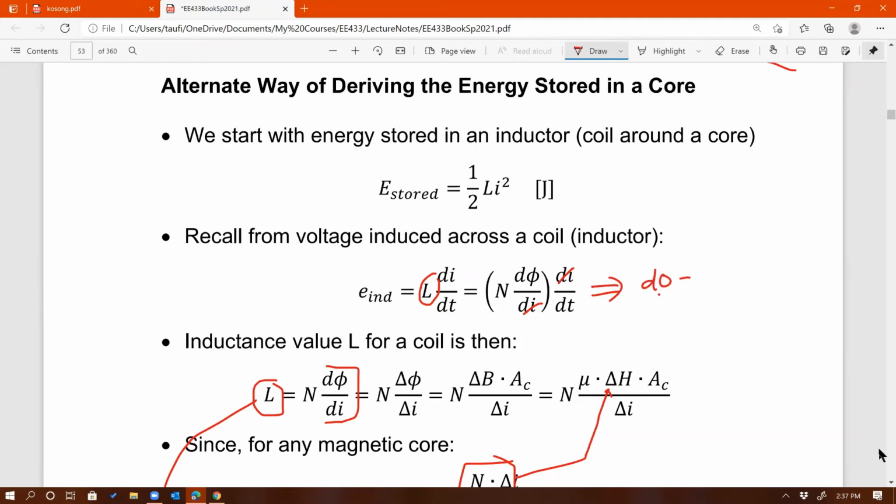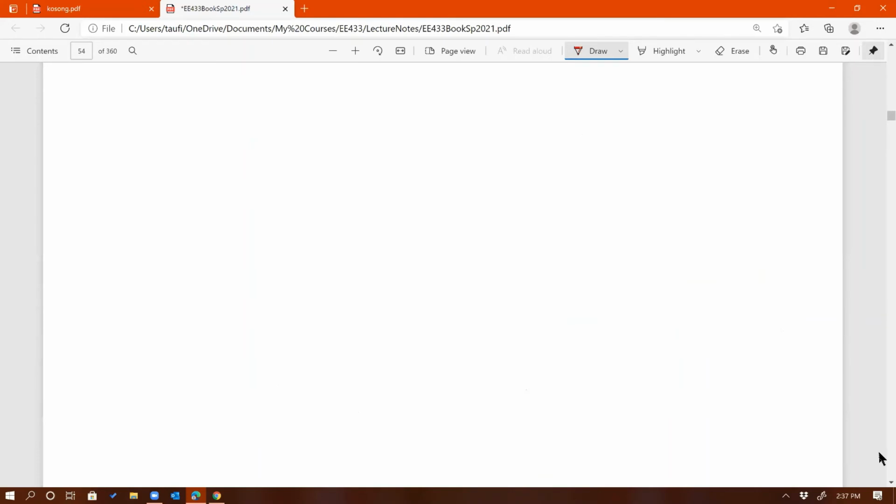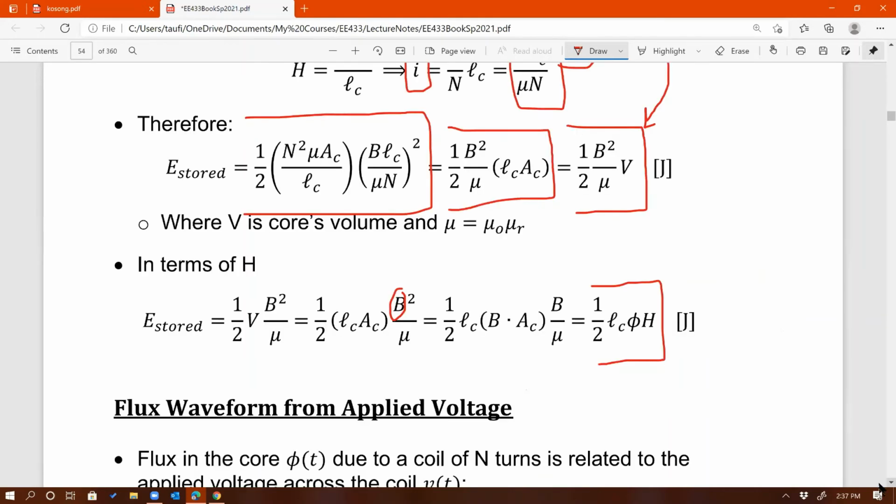d flux equals, I'm just going to use voltage V now instead of E, 1 over n v dt. So if you take the integral of both sides, then you get flux with respect to time equals 1 over n integral v dt. You agree with that? And that's what I have in that equation right here. That's how you relate flux with voltage applied.